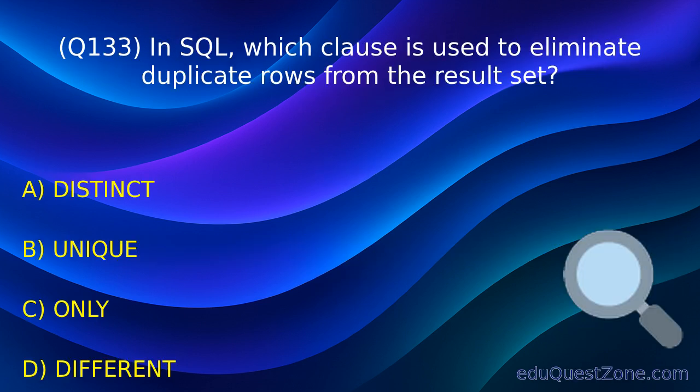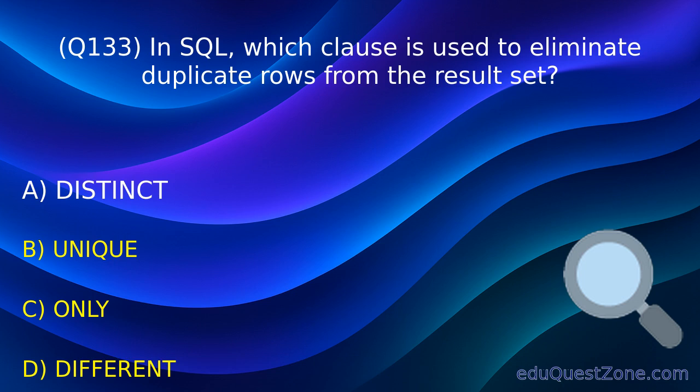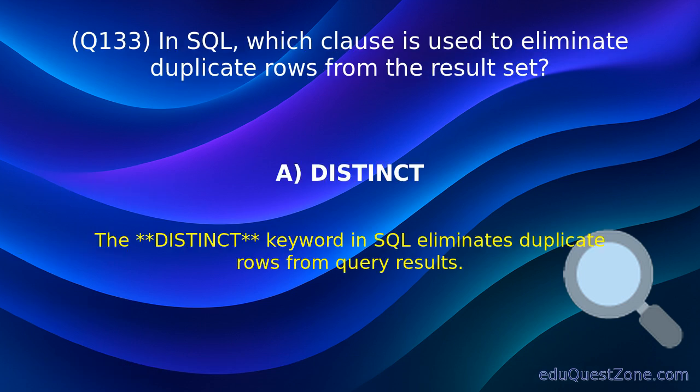Question number 133. In SQL, which clause is used to eliminate duplicate rows from the result set? Option A, distinct. The distinct keyword removes duplicate rows from SQL query output.